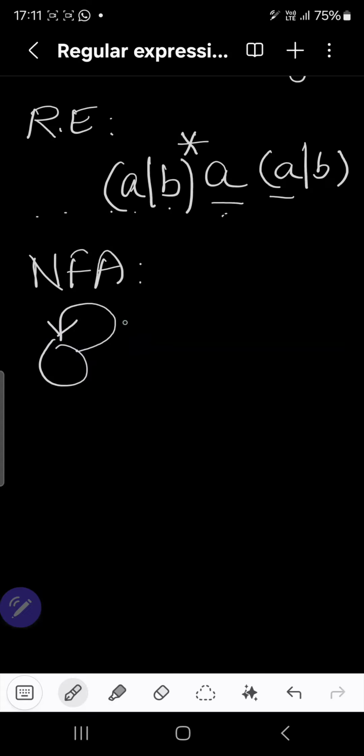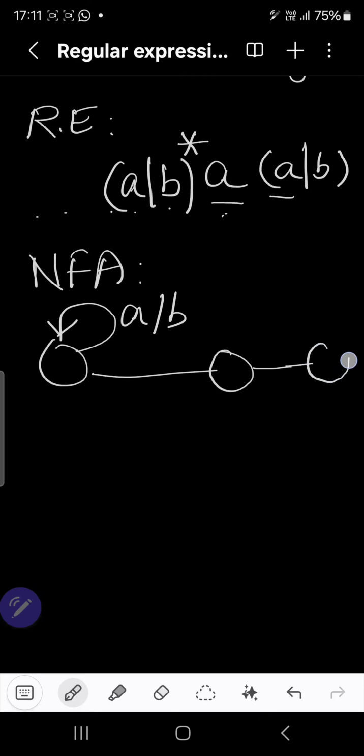Now we'll write the NFA corresponding to this regular expression and language. So we'll have a start state. It can have 0 or more times of A's and B's. So that can be represented as a loop. It can be A or B. Then we can have A. Then we can have A or B. So this is the NFA.